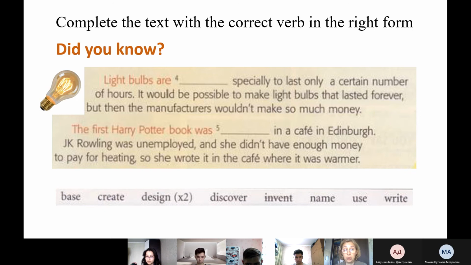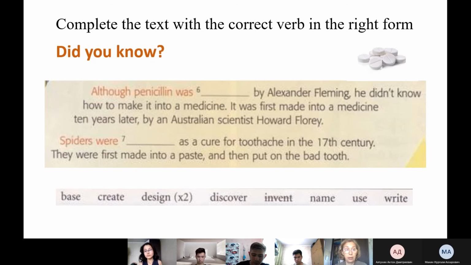То есть первая книга была написана в кафе в Эдинбурге, она была безработная, и не было денег для оплаты за отопление, поэтому она писала это в кафе, где было намного теплее. So it's very interesting. But this is a kind of an anecdote, but it's true. Okay, the passive voice is was written. You're right. Okay, and so about the pills here.